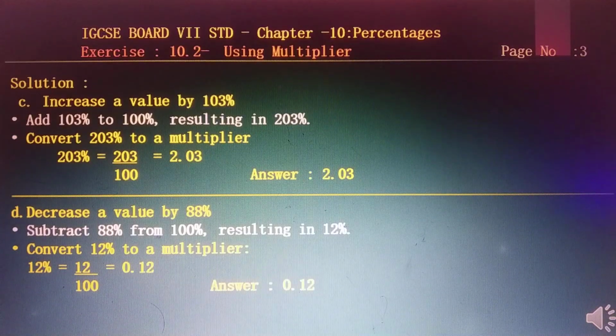And question C, increase a value by 103%. Add 103% to 100, we get 203. The same way, the calculation gives the answer 2.03. The same way for D, decrease a value by 88%. Subtract 88% from 100, resulting in 12%. 12 upon 100, we have the final value 0.12.